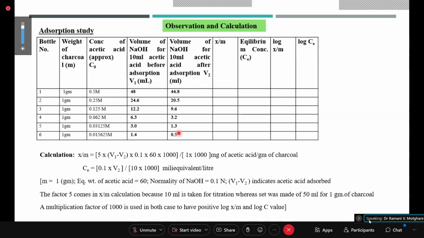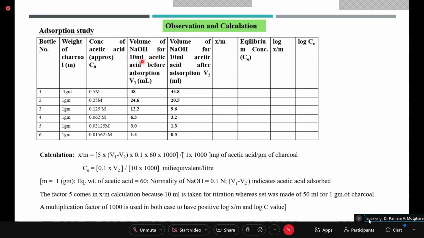So these are the readings for various dilutions of acetic acid. Now, here you are supposed to find out what is X by M, that is the quantity of acetic acid adsorbed per gram of charcoal. M is 1. 1 gram charcoal is taken in every conical flask. So, what is X we have to find out. Now, to calculate this X by M, this formula is used.